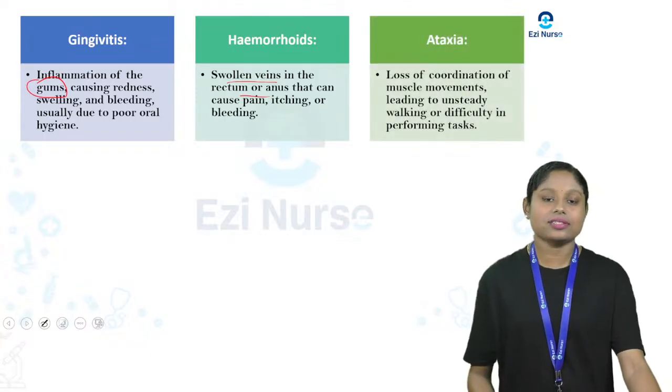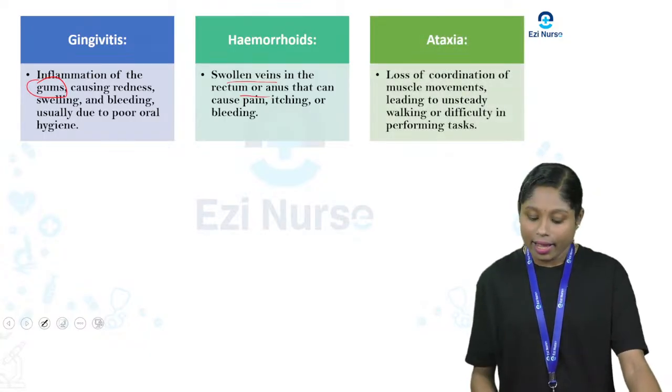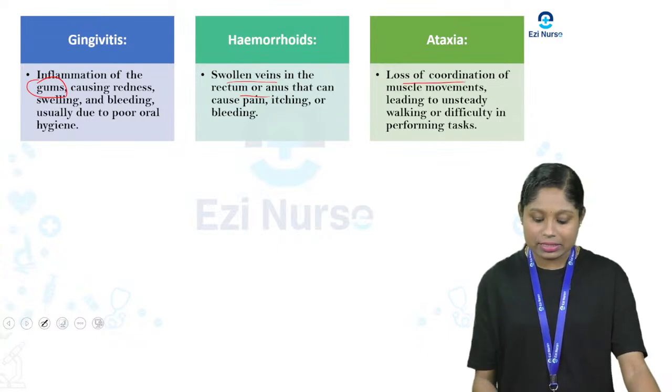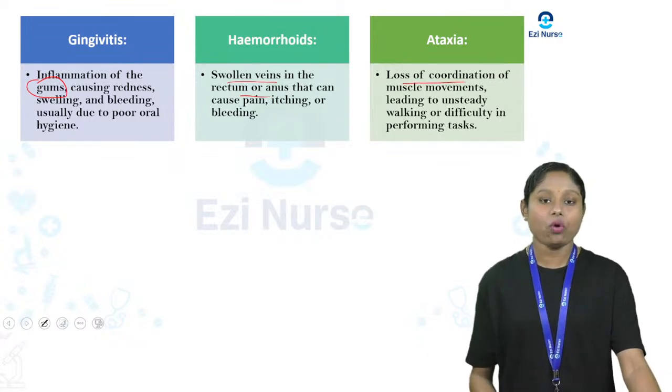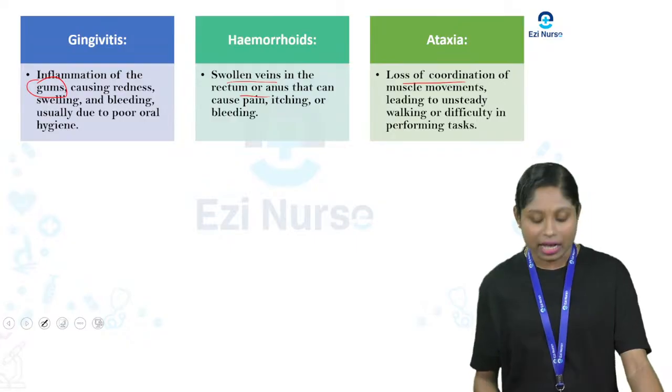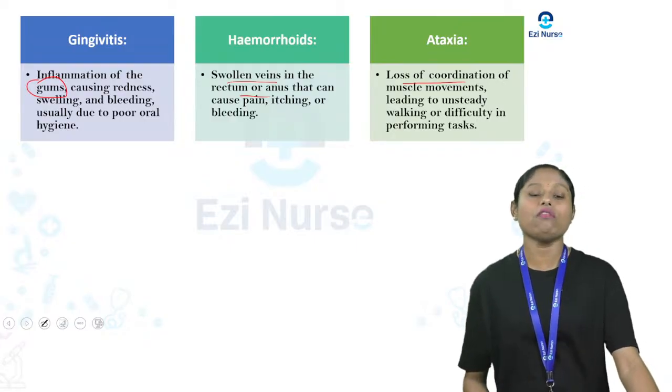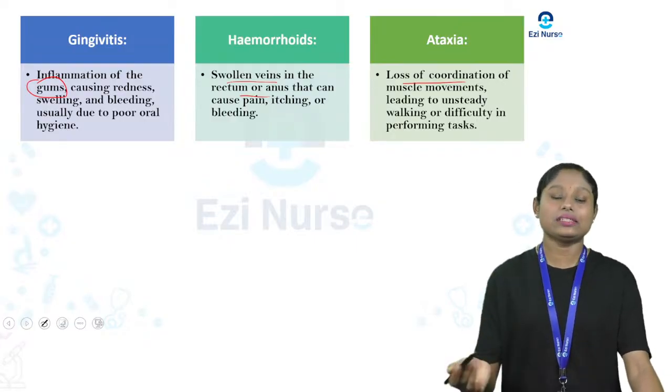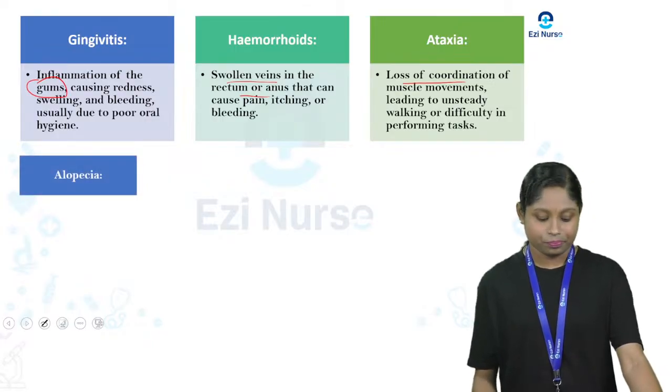Next is ataxia. So what is meant by ataxia? It is a loss of coordination of muscle movements leading to unsteady walking or difficulty in performing tasks. Nothing but loss of coordination of muscle movements. So that disease condition is known as ataxia.